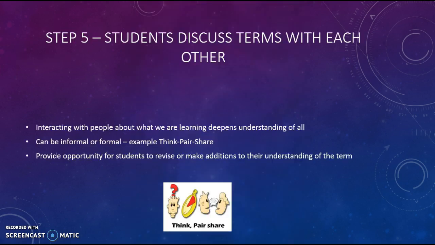For step 5, you're going to have time to talk about the term with each other. So making sure we know that social interaction piece definitely strengthens the pathways in the brain and especially deepens our understanding. So this could be very informal or formal. So an example would be a think, pair, share. And then provide an opportunity for students to revise and make additions to their understandings of the term even at this point. So even though we feel like we're towards the end of the lessons in dealing with this, we want to make sure that students still have that opportunity to go back and deepen it.